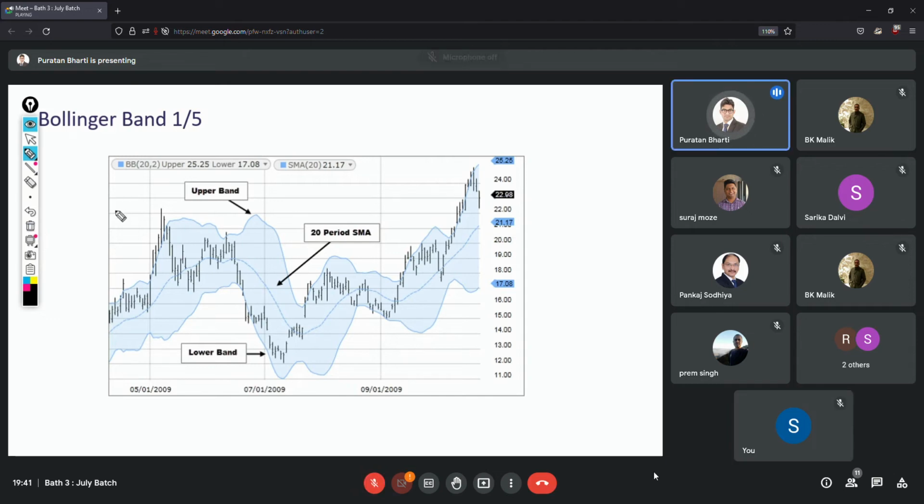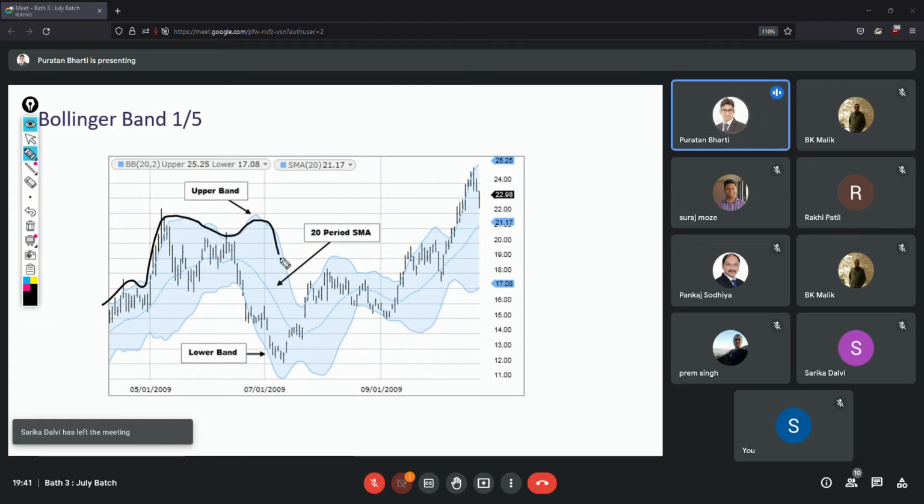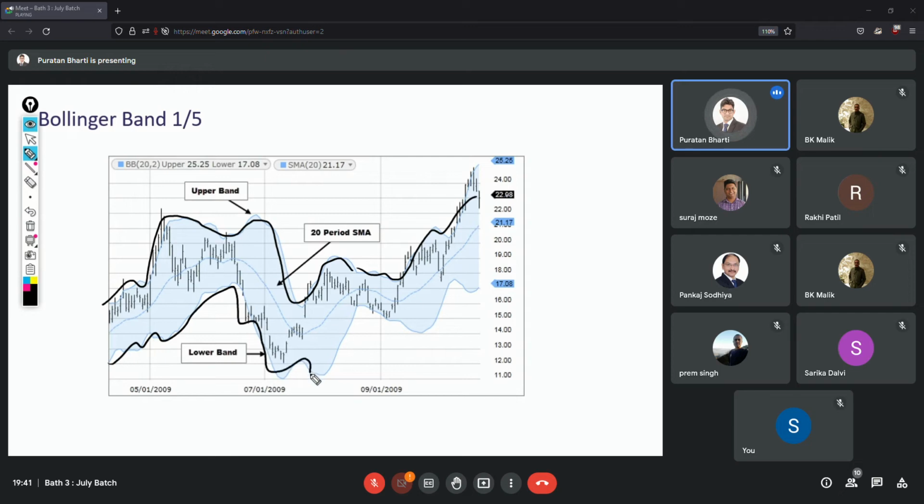Good evening. Let's look at Bollinger Band. So we're looking at what Bollinger Band is. It's basically an envelope, and how that envelope is created, we'll look in the slides ahead. But this is some sort of envelope in which this particular stock seems to be moving. And can you see there is a middle line also?